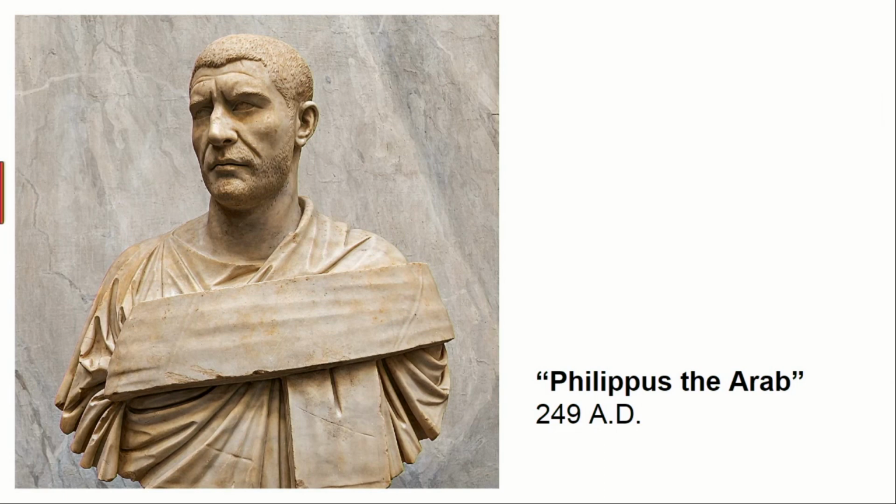Things are unraveling in the West. And Philippus, of course, was a Western ruler, although he came from the East. He's called the Arab. This is, by now, the only way you become an emperor: not by succession, but by military might.